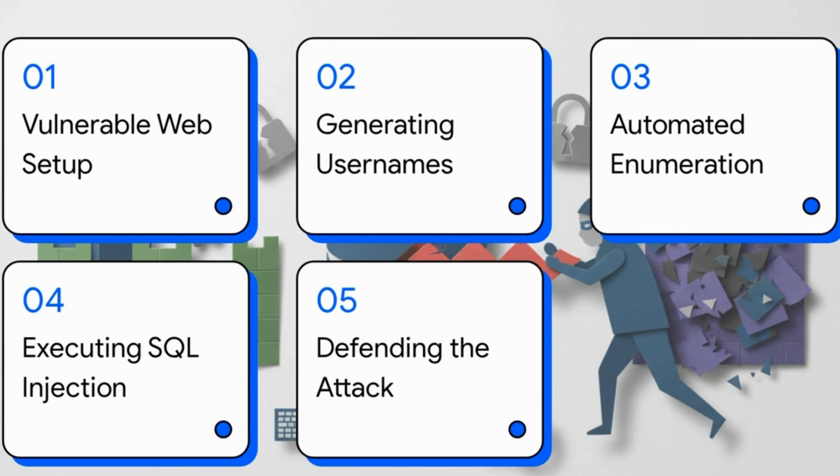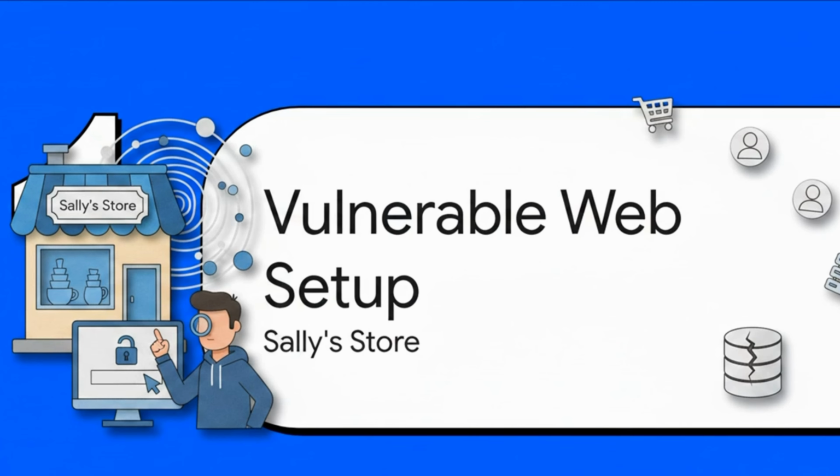So here is our roadmap for the breakdown. First, the vulnerable setup. Second, generating usernames. Third, automated enumeration. Fourth, executing the SQL injection. And finally, defending against the attack. Section 1. The vulnerable web setup.